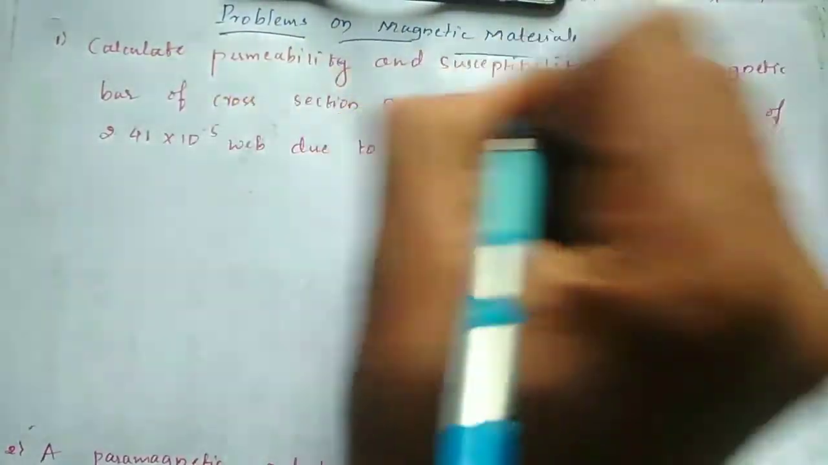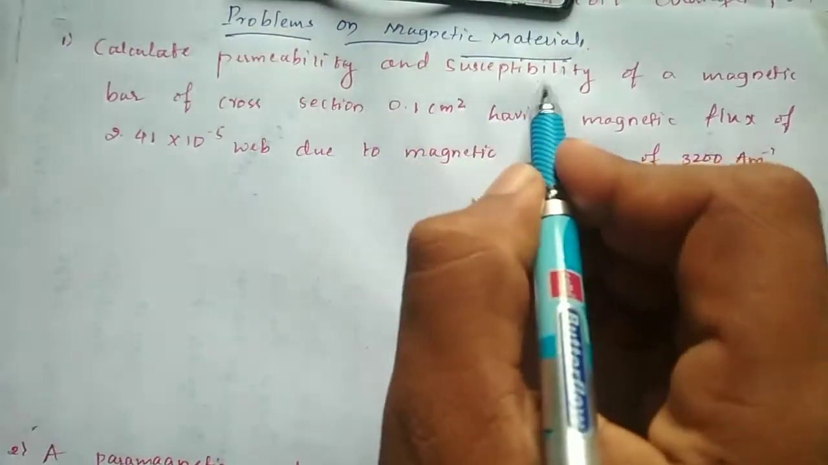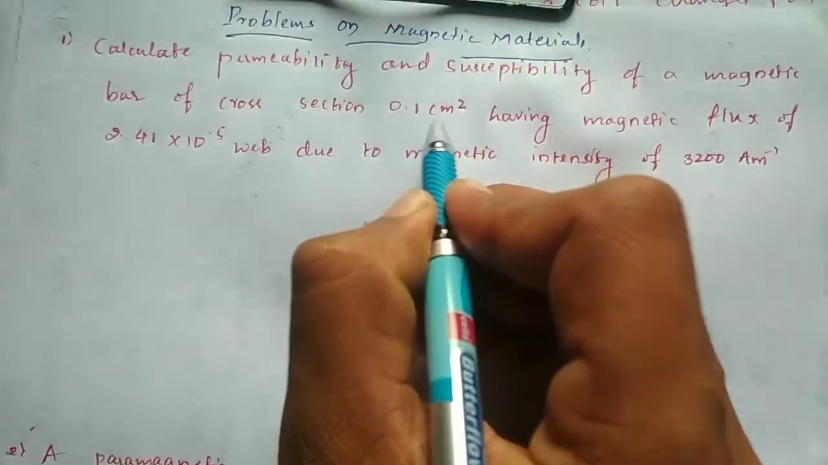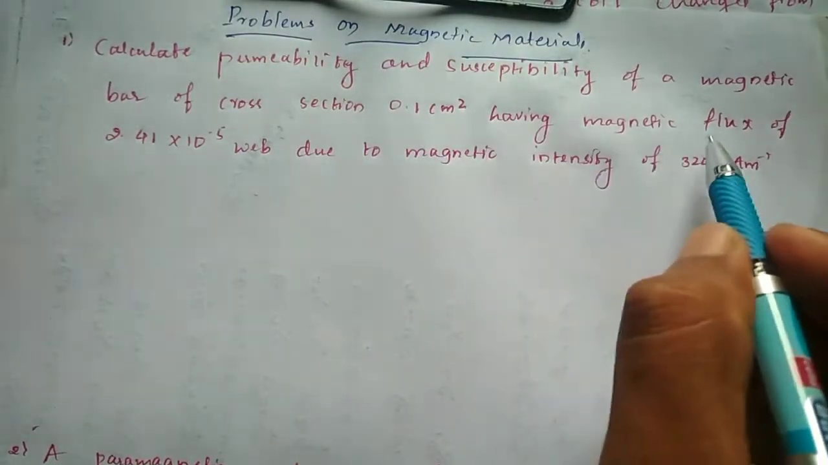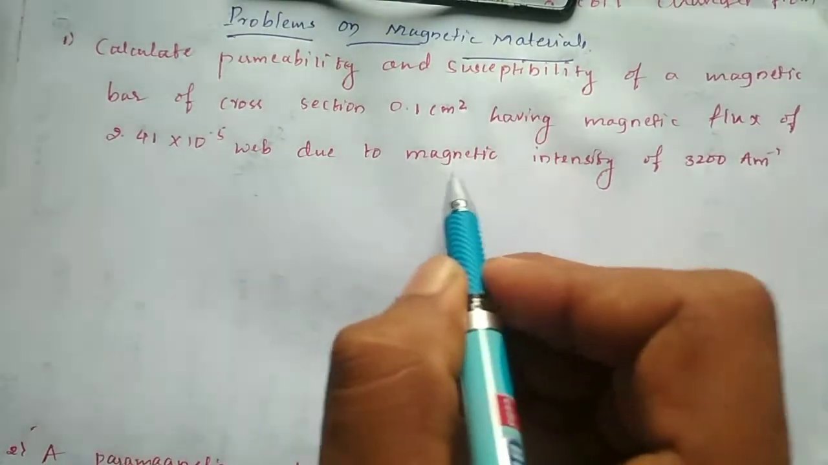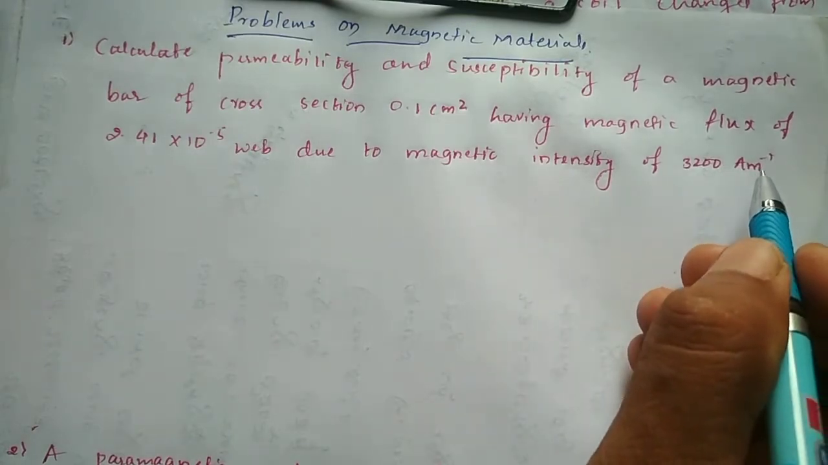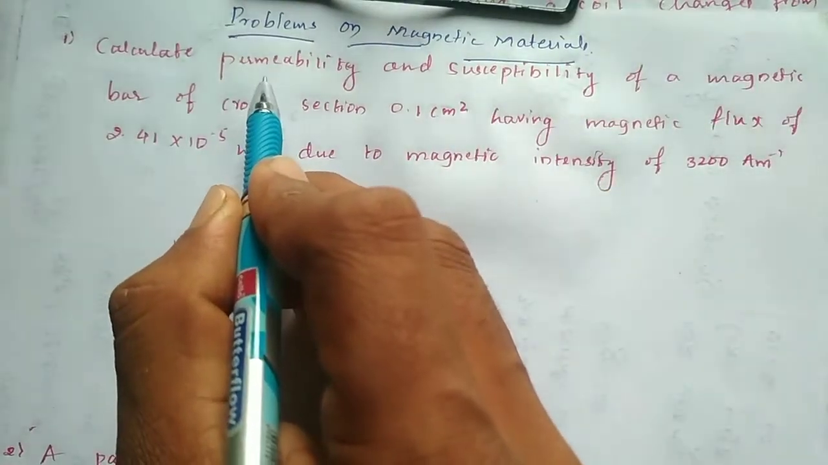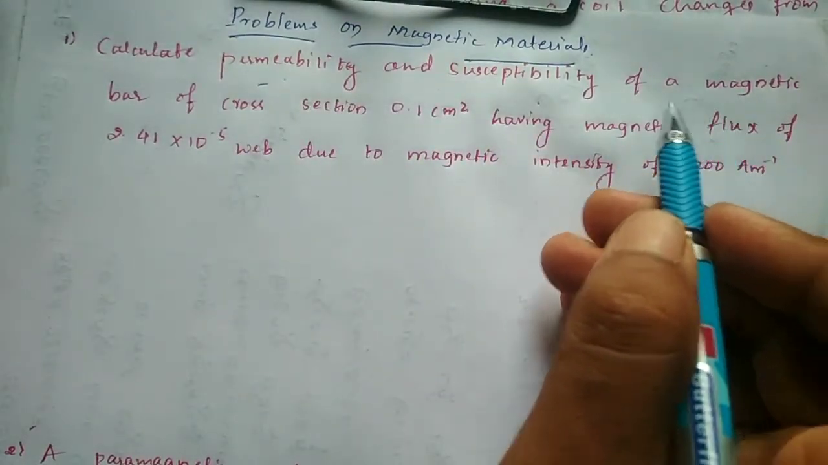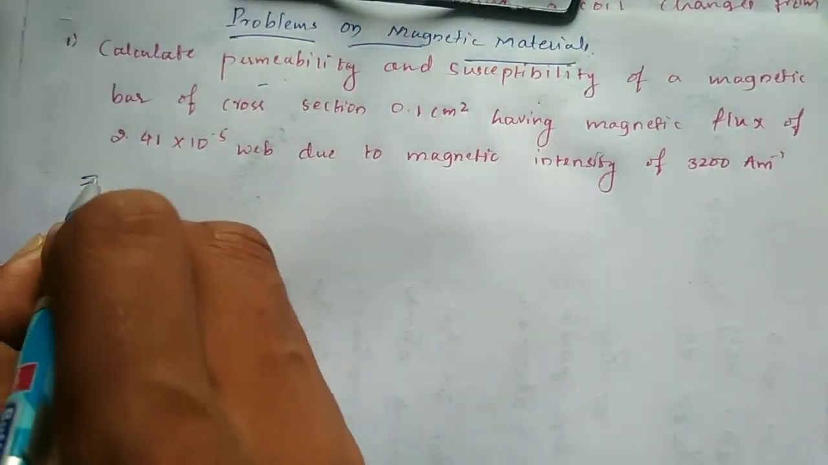Problems on magnetic materials. Calculate the permeability and susceptibility of a magnetic bar of cross section 0.1 centimeter square having a magnetic flux of 2.41 into 10 to the power minus 5 Weber due to a magnetic intensity of 3200 ampere per meter. Here they asked the permeability and susceptibility of a magnetic bar, and now you have to write the given data.